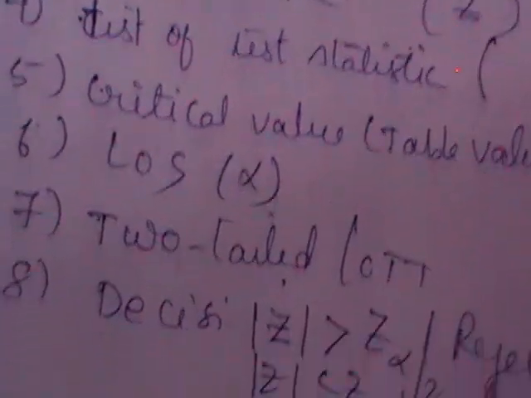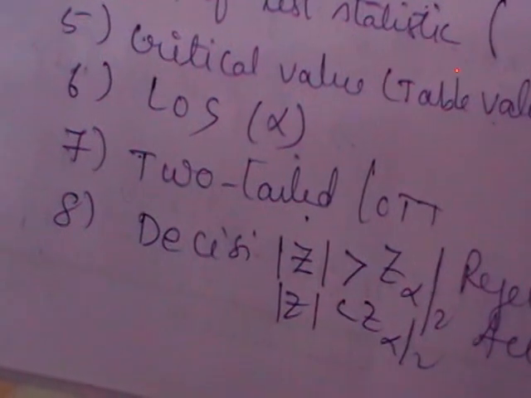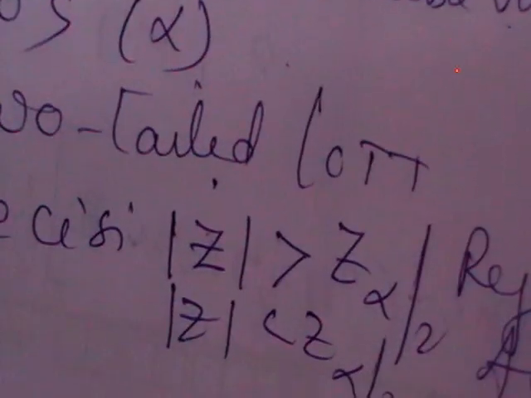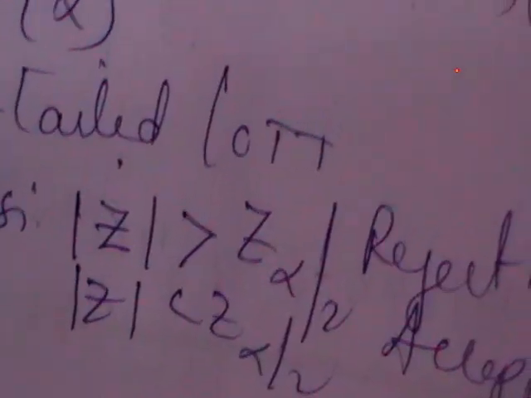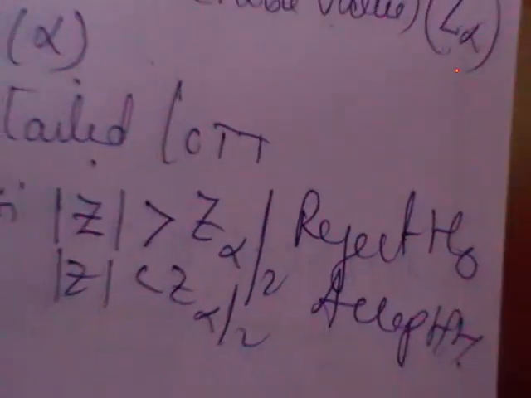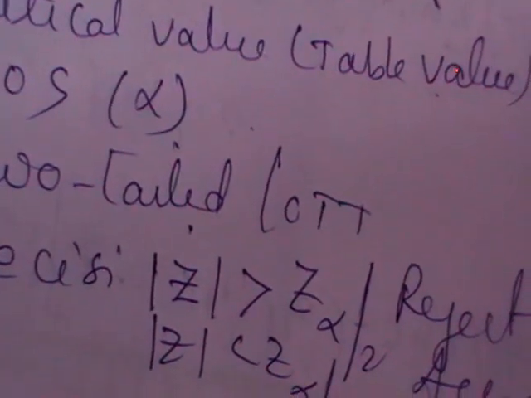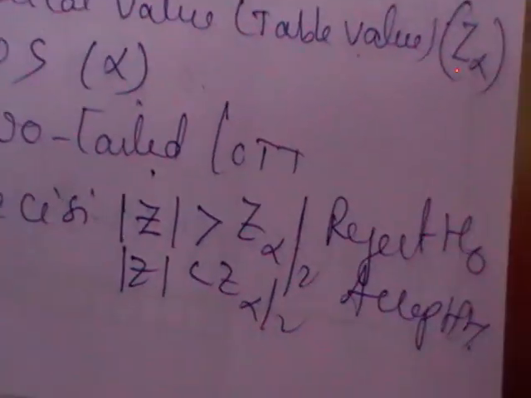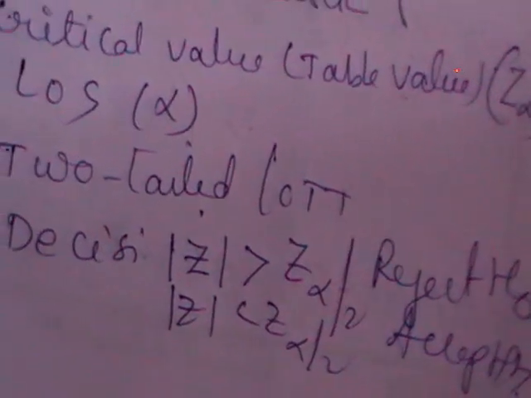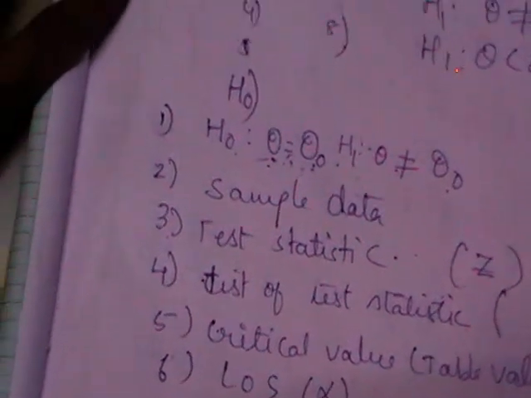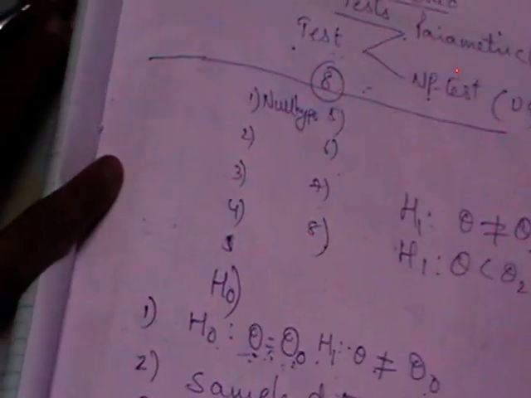And at the last step, you are going to compare the test statistic Z with the table value. The test statistic is always indicated with Z. The critical or table value is indicated with Z alpha. Whenever Z is greater than Z alpha by 2, we reject H naught. Otherwise, we accept H naught. These are the sequence of steps which either non-parametric or parametric tests are going to involve.